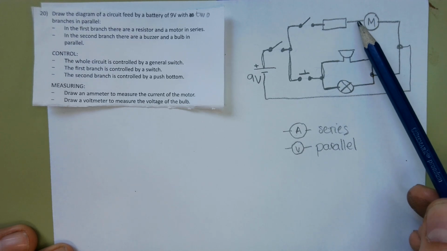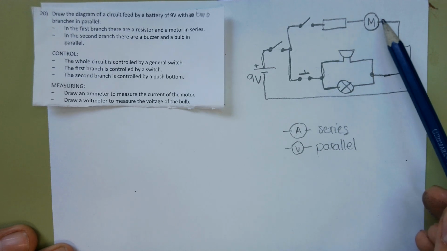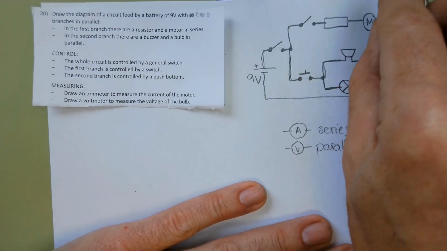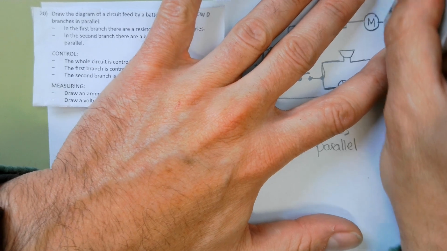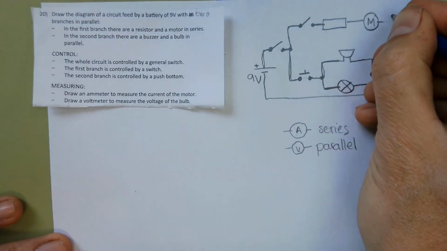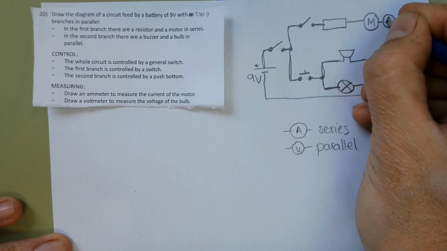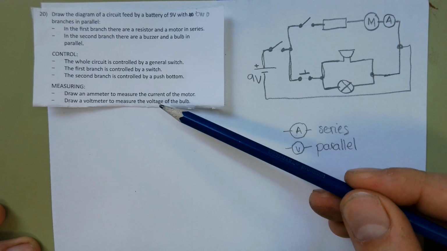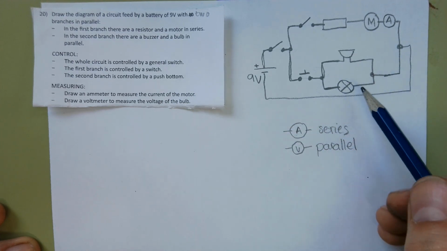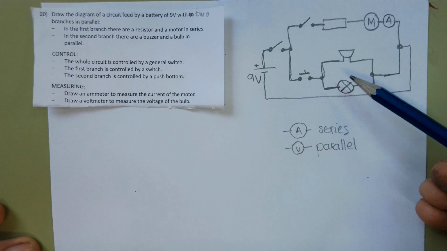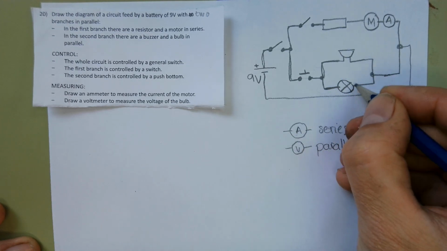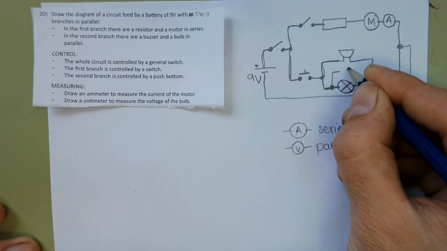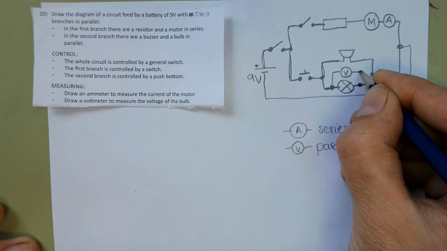In series is before or after the motor. Both cases are correct. In this case, I'm going to insert the ammeter here. As it is in series, I need again to delete here and insert an ammeter that will tell me the current of the motor. The voltmeter to measure the voltage of the buzzer. The voltmeter must be in parallel. The buzzer is this. So a connection in parallel with the buzzer must be before and after the buzzer, a voltmeter. So this is an option.